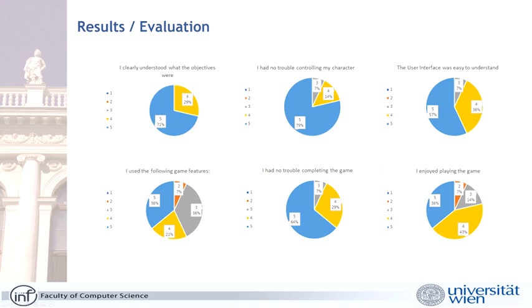The questionnaire itself is composed of a total of 12 questions, which are split into categories, the gameplay and the world, with each having 6 questions. Starting here with the gameplay part, there we got some good results for the first 3 questions. The objectives were clear. The testers had no problems controlling the character, and the user interface was also easy to understand.